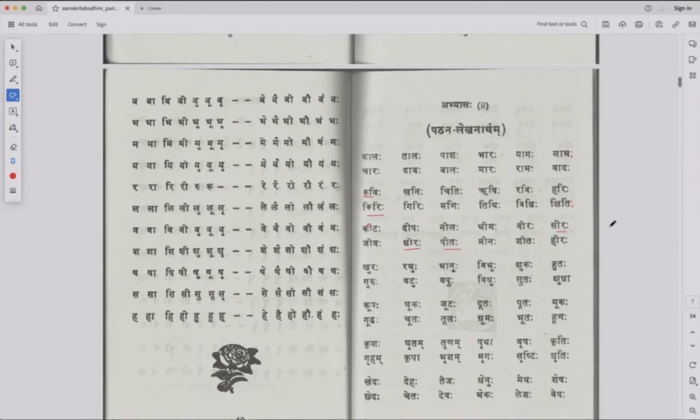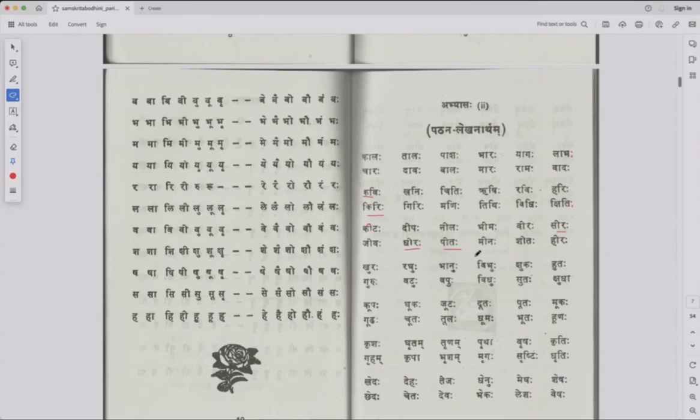Awesome, in Vyutpattivada it's a method of remembering the word. There is a book called Hari Radha Krishnan's Vyutpattivada. He's very good at it. That helped me in remembering them, and it also helped you remember a lot of things you work with.